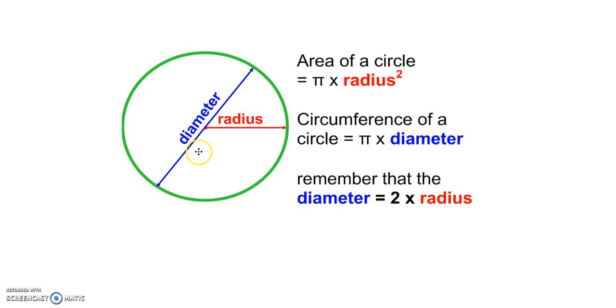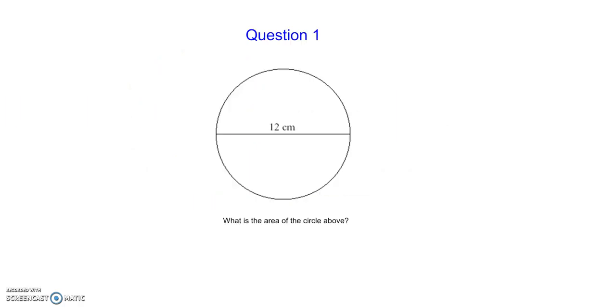But it is important to remember always that the radius is half the length of the diameter, or that the diameter is twice the length of the radius. All right, your first question, if you choose to accept. Just kidding, you have to do it. If we have a diameter of 12 for this given circle, what is the area of the circle above?